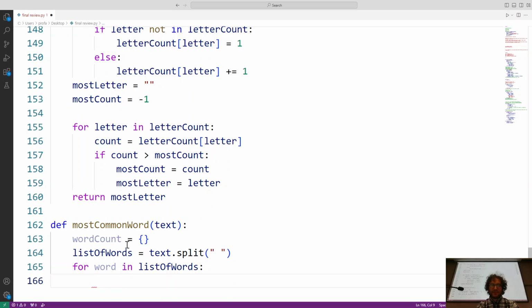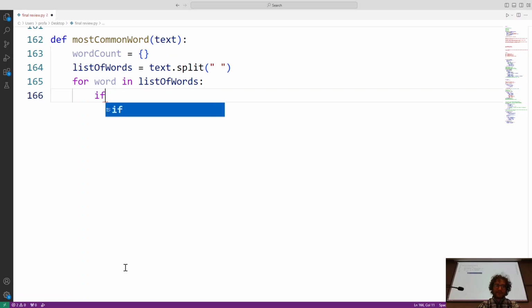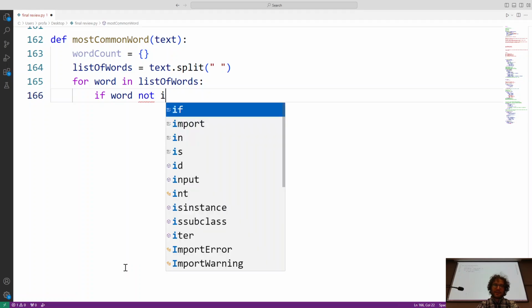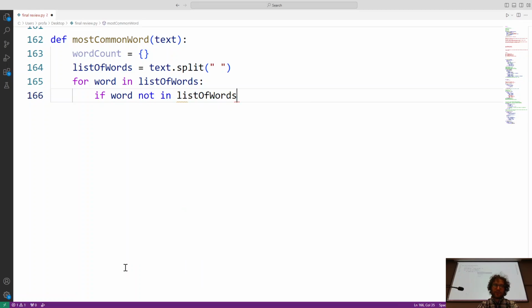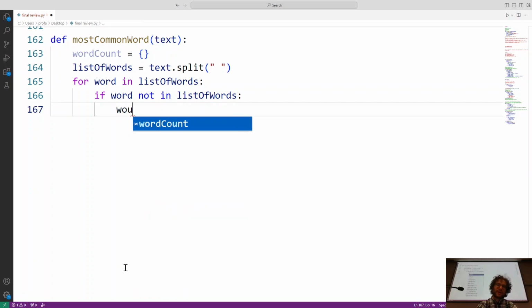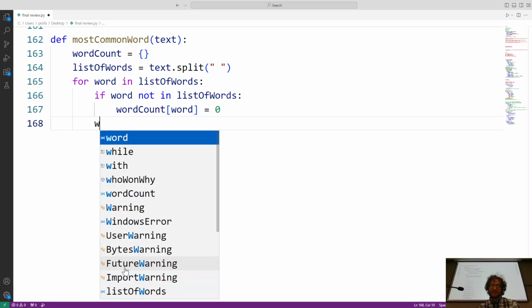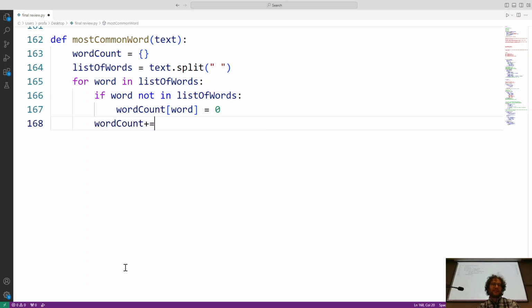Now over here, I'm going to do something very similar to what I did up there, but I'm going to say if word not in list of words. But instead of saying 1, and this is just a different way to do it, I'm going to do word count equals 0. Now, why would I do that? I've seen it 0 times. Because rather than writing an else statement, I'll do this: word count plus equals 1.